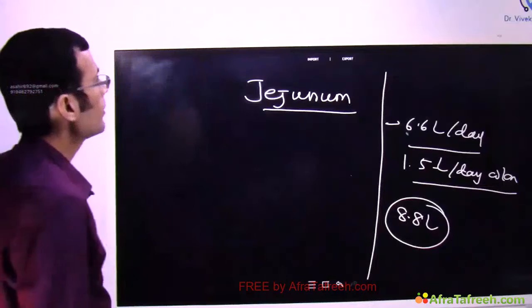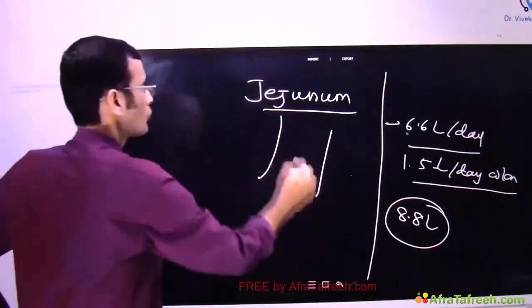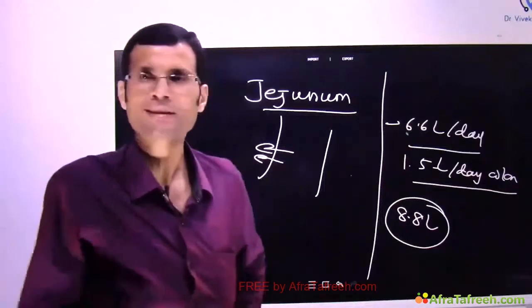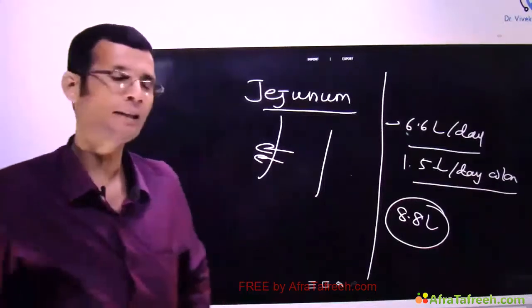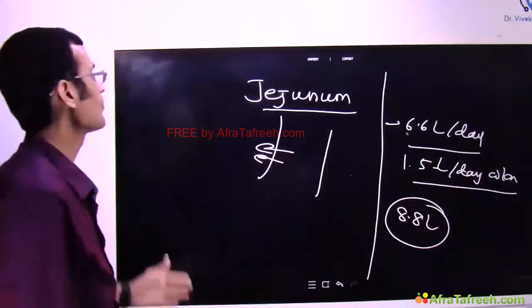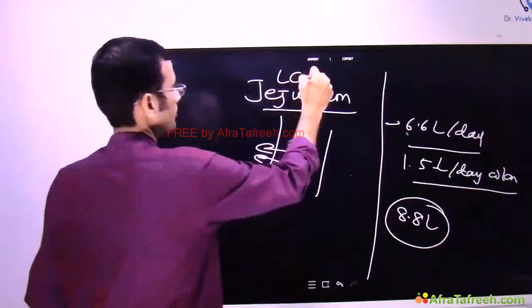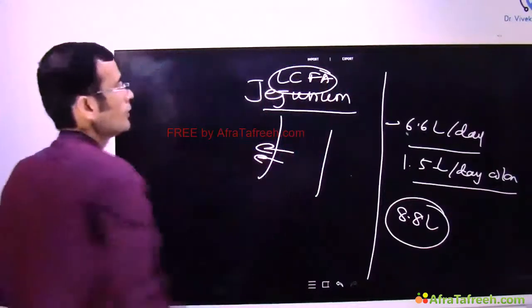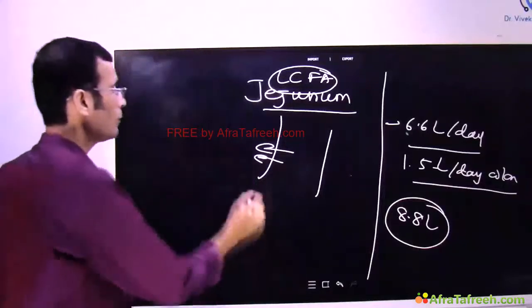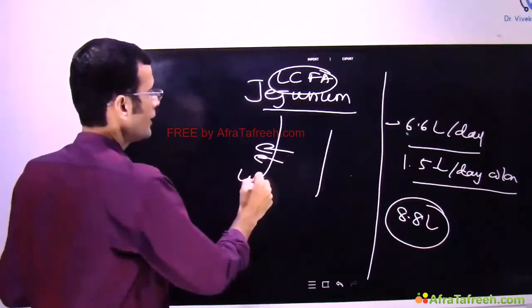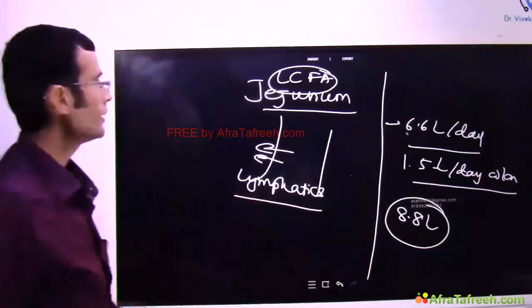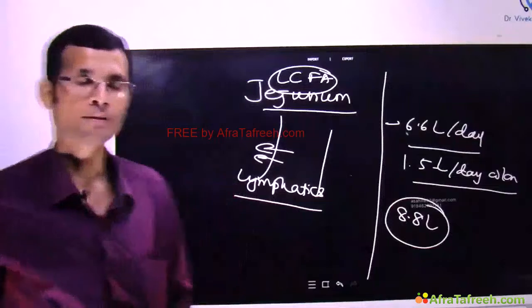One more point to be remembered is all the nutrients which are absorbed from the jejunum are absorbed into the portal blood. Obviously, they are absorbed in the portal circulation and taken to the liver. That's a very obvious thing to know. Except the long chain fatty acids. When they are digested, they are absorbed into the lymphatics of the intestine.